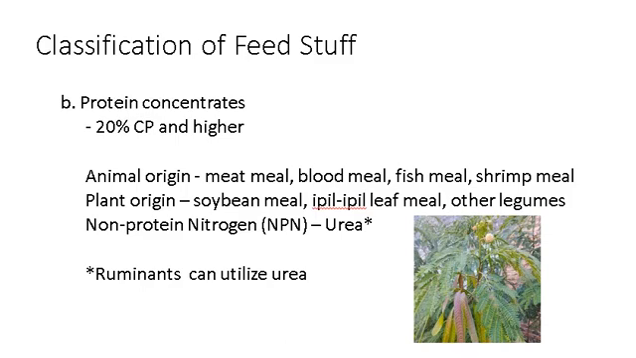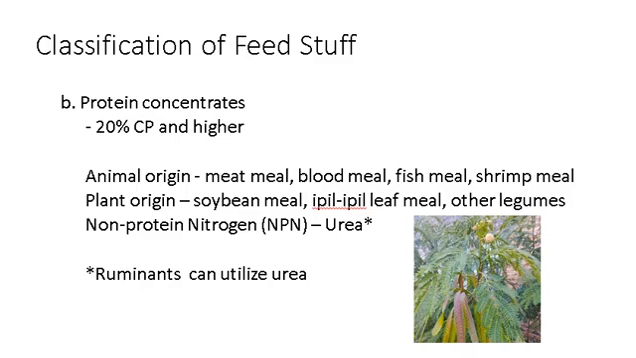Kapag 20% and up ang CP, that's considered as a protein concentrate. Merong animal origin, for example, yung meat meal, blood meal, fish meal, shrimp meal. Dito sa Jansan, very common ang fish meal because yung fish meal natin is galing yan sa rejects ng mga canning factories. So they produce fish meal and sell it.